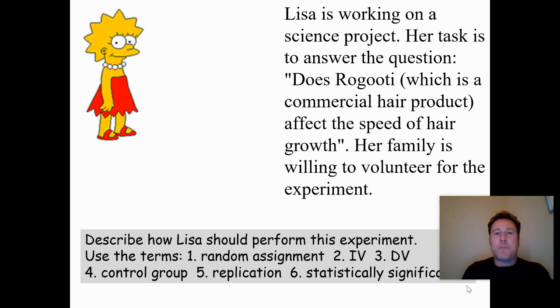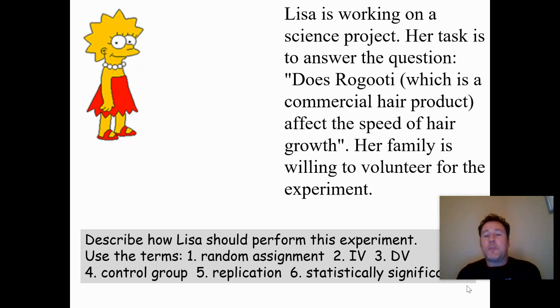So you need to think about this. Hit pause and think about this, and really, how would you design an experiment to determine if a hair growth product actually works? I gave you some terms to think about: random assignment, independent variable, dependent variable, control group, replication, statistically significant. Okay, look that up if you need to, or look at the PowerPoint or at the other video. Okay, hit pause and think about it.